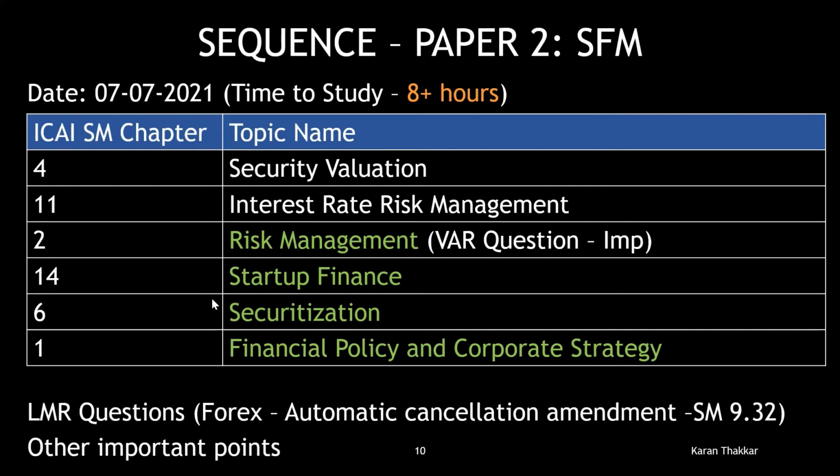In Forex, there is an amendment with regards to the period where forward contract gets automatically cancelled. Very, very important for May 21 and November 21 exams. Do check that again. And then at the end, you can do few LMR questions and the important points that you would have made a note of. Again, I am emphasizing, don't take theory chapters lightly in SFM. They have 20 marks, so do them properly.